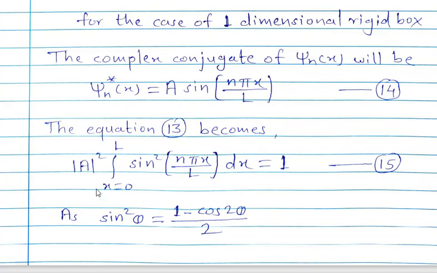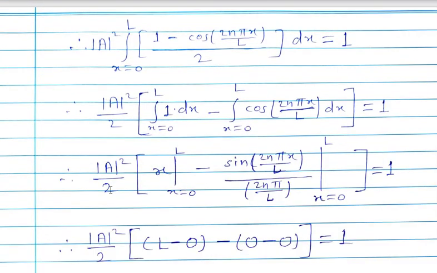Therefore, this equation will take the form mod A squared into the integral over x varying from 0 to L. Now the sine squared n pi x by L term can be rewritten as 1 minus cosine of 2 times n pi x by L, divided by 2, into dx, equal to 1. Now if we take this 1 by 2 out of the integration, then it becomes mod A squared by 2.